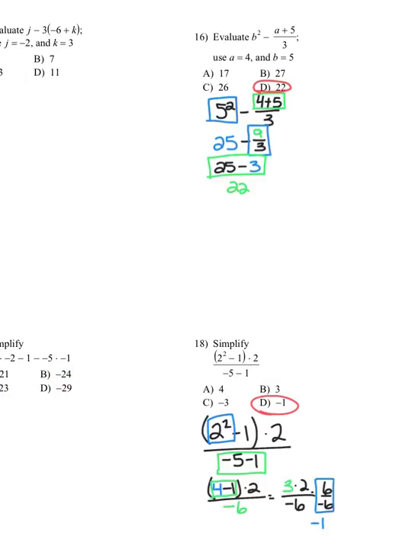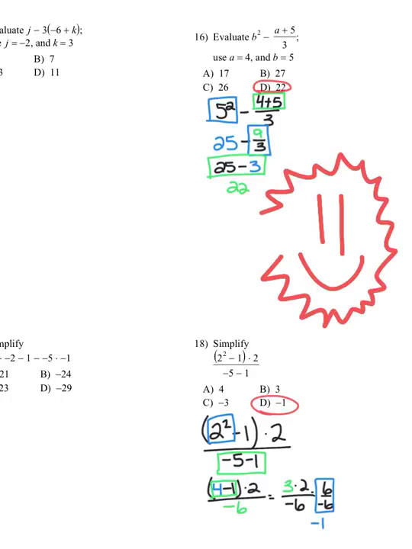Okay, hopefully for 16 you got 22. Hopefully for 18 you got a -1. If so, give yourself a big round of applause. This video is a little bit harder than the rest of them because this is the real math, and unfortunately there aren't any tricks or cheats to be able to get these questions for sure.